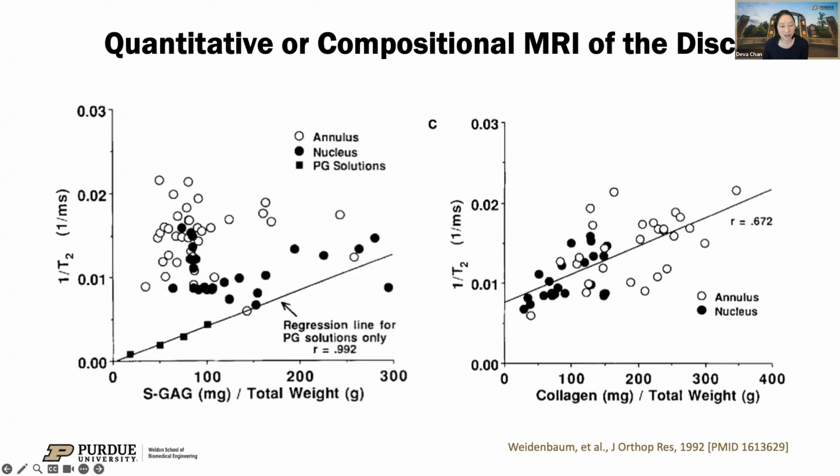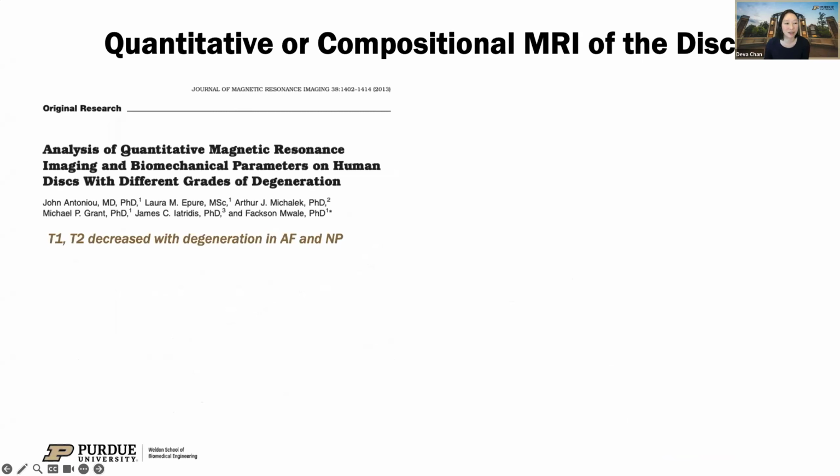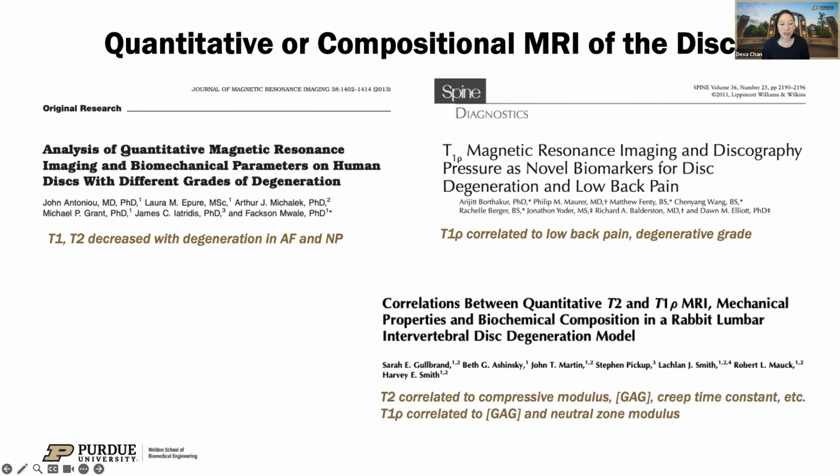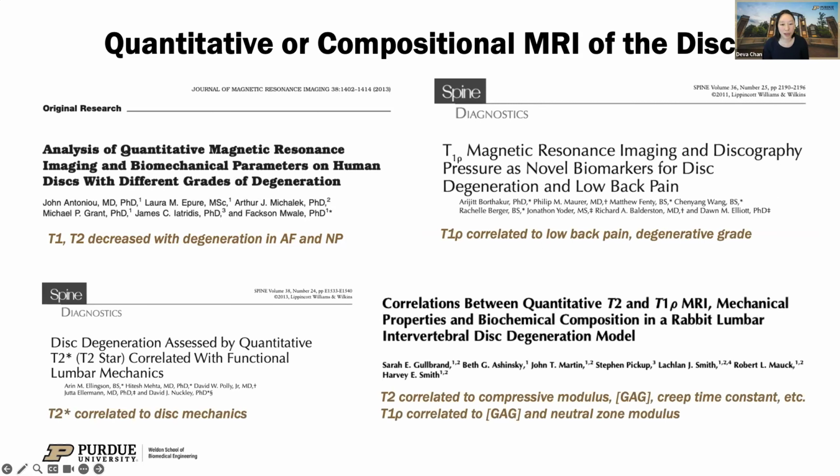And so even from these early studies, we're seeing that water content significantly correlates to T1, and collagen content is the stronger correlate to T2, although water does also contribute. And in those intervening years, right, numerous other studies have found these relationships with degeneration of the disc, as well as integrating other quantitative MRI measures such as T1 rho and T2 star. And all of these are in some way correlated with either the mechanics of the disc or the degenerative grade, or even the incidence of low back pain, as Dawn's group showed.